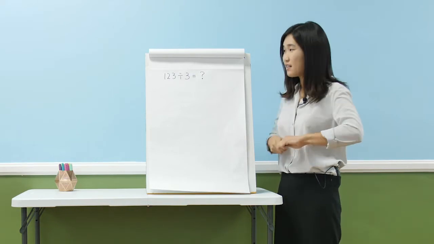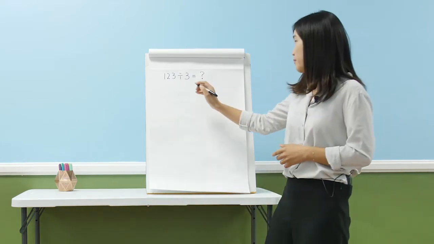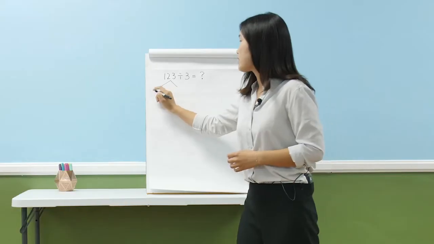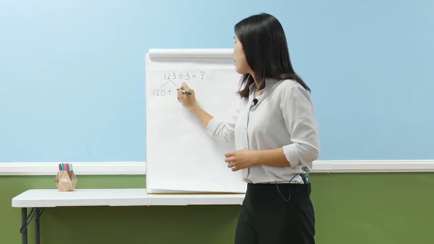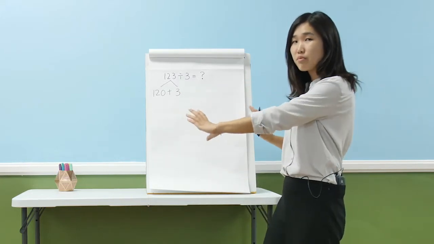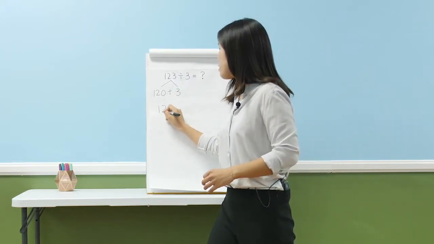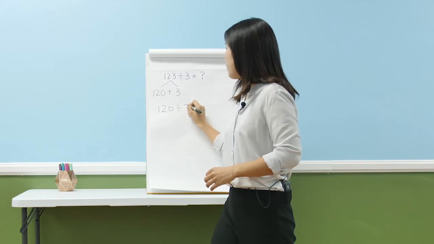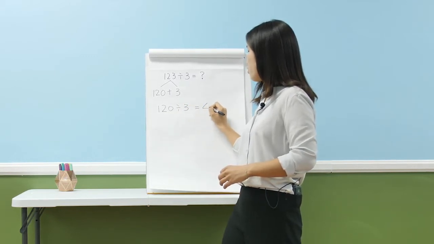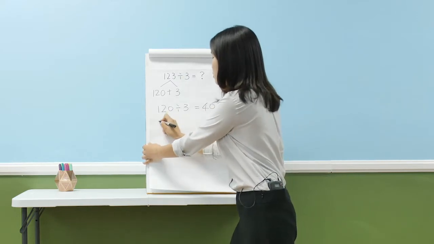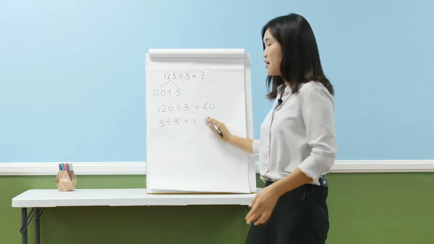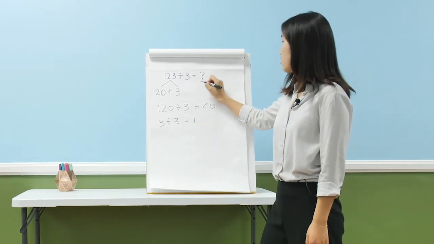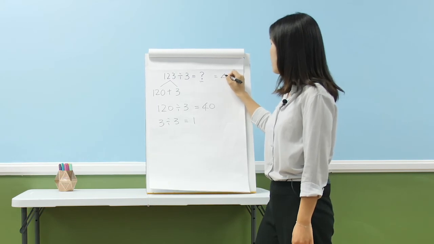Now let's do it. What we are going to do is separate them. 123, we separate into 120 plus 3. Now we have 2 separate parts. We divide 120 by 3, which equals 40. And then we do 3 divided by 3 equals 1. Now we can easily find the answer, which is 41.